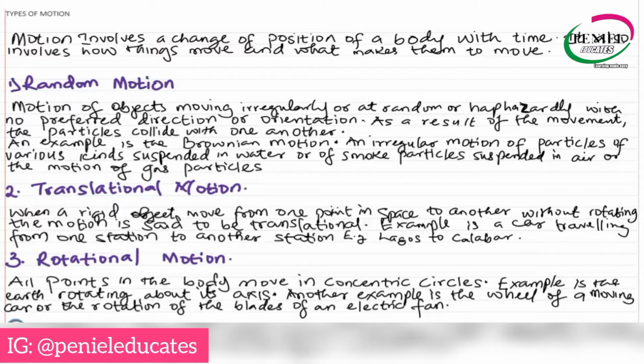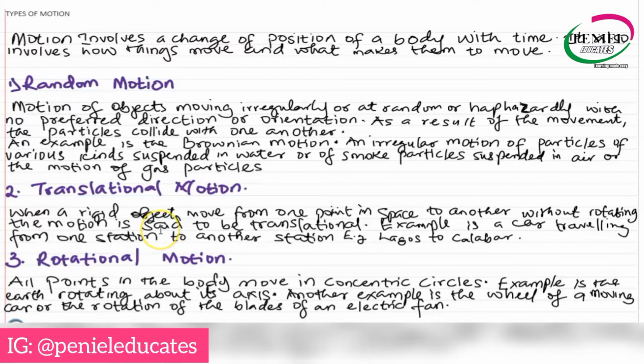Another example is when you burn a bush. If you've been to a farm before and seen bush burning, you will see smoke coming out, and the particles suspended in the smoke just move here and there, colliding with one another. So this is an example of random motion, with no specific orientation and no preferred direction.